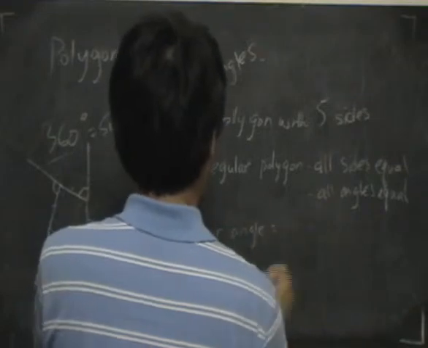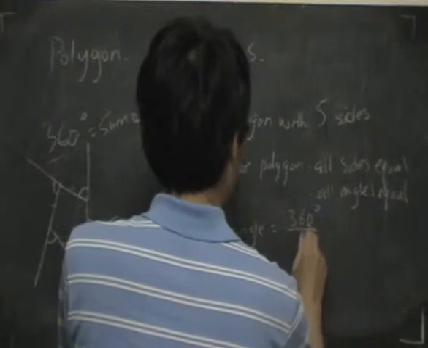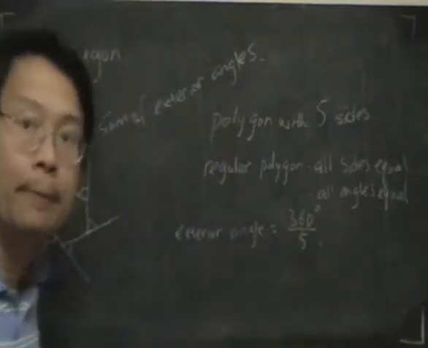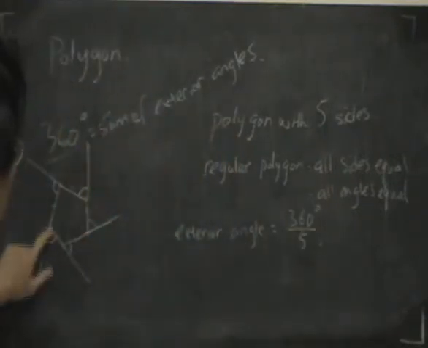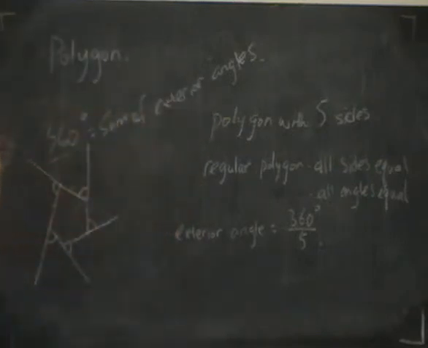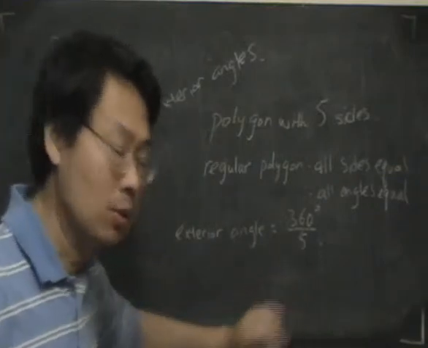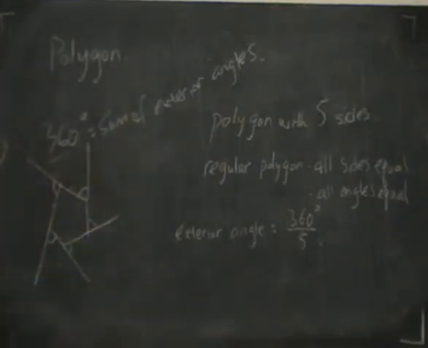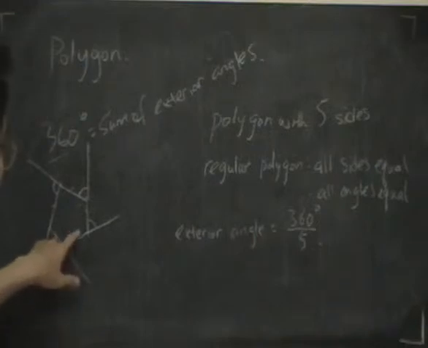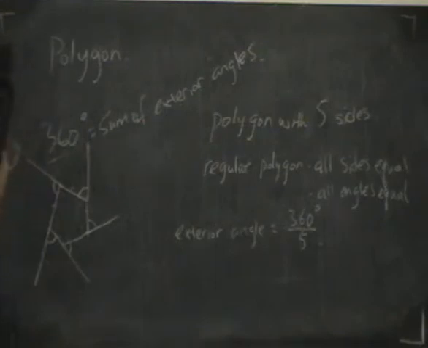So one exterior angle would be 360 degrees divided by 5, because there are 5 of them. So that's the answer for one exterior angle. Now that we have the answer for one exterior angle, we can find the angle inside. We can find the interior angle.